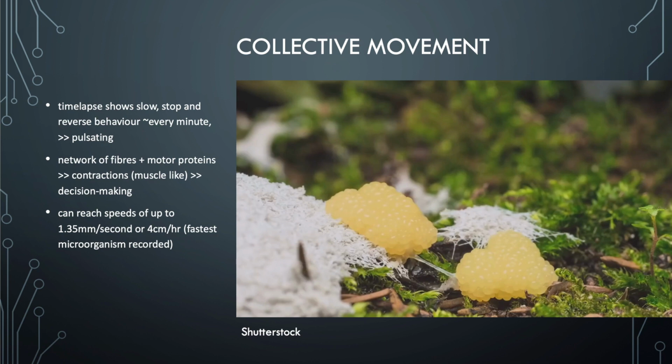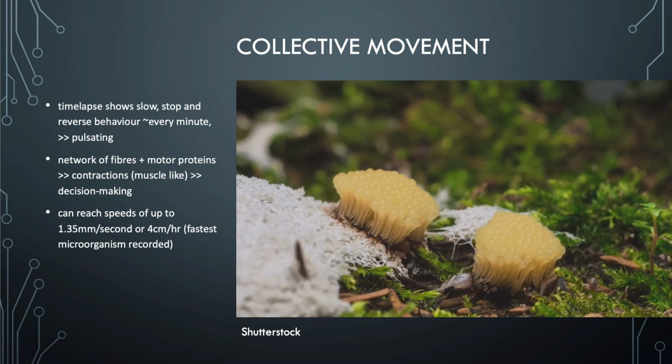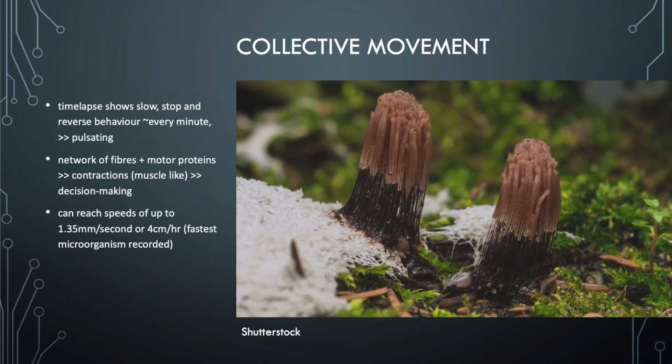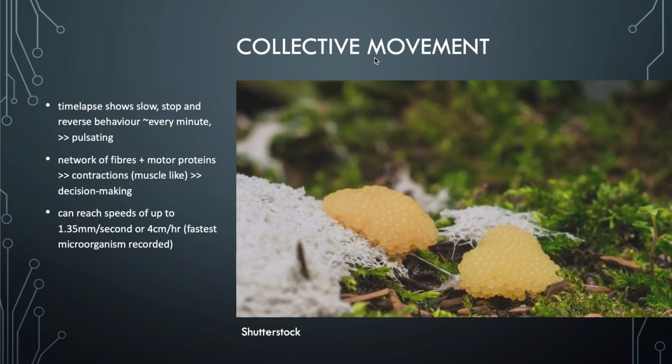The growth of slime molds and the way they advance forward to consume food, particularly, can reach speeds of up to 1.3 millimeters per second or 4 centimeters per hour, depending on the species. So they are, in fact, the fastest microorganisms recorded. And this is showing how Stemonitis develops its fruiting body, and then it produces its spores.